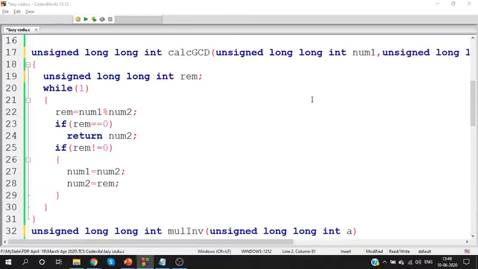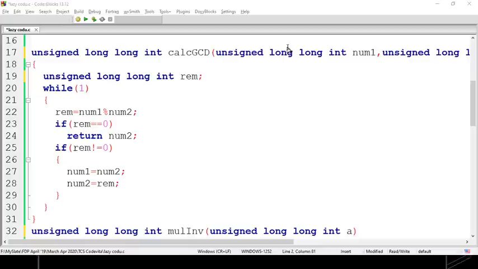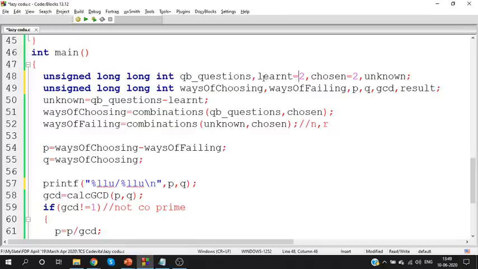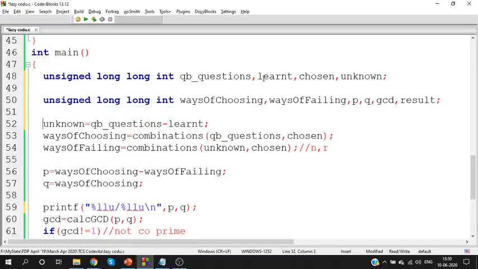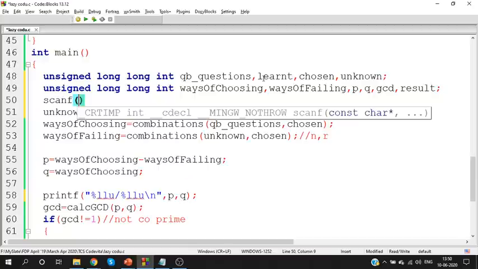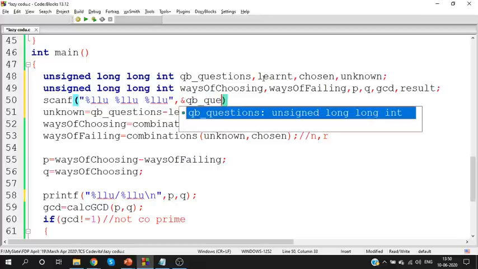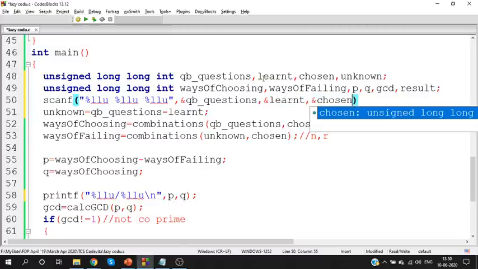Okay, so now if you look at this, what they are saying is first line contains a single integer t denoting the number of test cases. See, what I've done here is, first of all, I've initialized the values. Let's not initialize the values. Let's scan the values. Okay, so scanf percentage LLU, percentage LLU, percentage LLU. So we are going to scan three values. First one is number of questions in the question bank. Second one is learned questions. Third one is chosen questions.